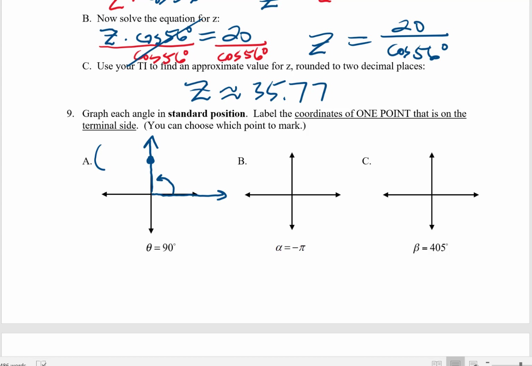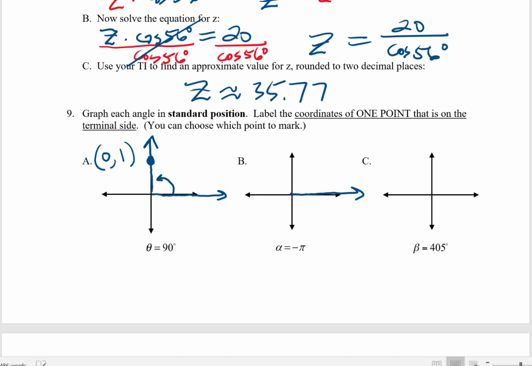Well, this is pretty wide open. You're going to have to use 0 for the x-coordinate because you didn't move left or right. You can really pick any positive number you want for the y-coordinate. I'll just use 1. That's about the simplest thing I can do. So 0, 1 is certainly a point on the terminal side. 0, 2, 0, 3.